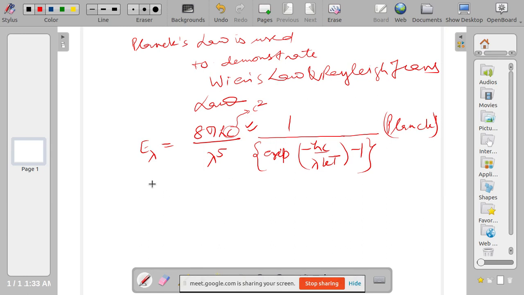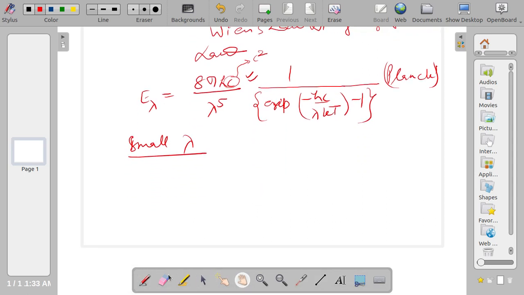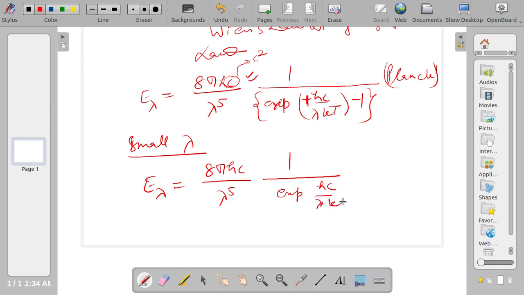Then we applied two approximations here. First we did the calculation for small lambda. When we do this for small lambda, this formula leads to 8 pi hc upon lambda raised to power 5, times 1 upon exponential hc upon lambda kT, here a plus will come because it was written in the denominator. And this is nothing but this looks like Wien's law.